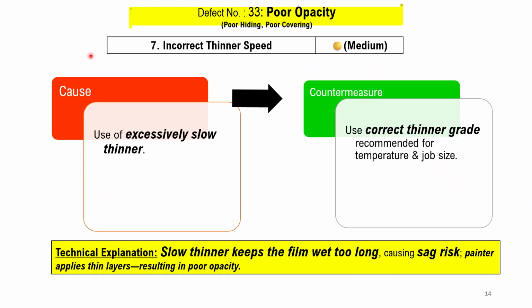The seventh important reason could be incorrect thinner speed. That is, use of excessively slow thinner. Slow thinner keeps the film wet too long, causing sag risk. Painter applies thin layer, resulting in poor opacity. Therefore, use correct thinner grade recommended for temperature and job size.